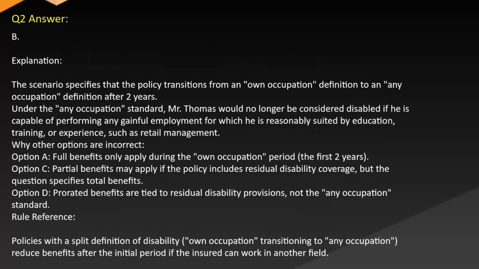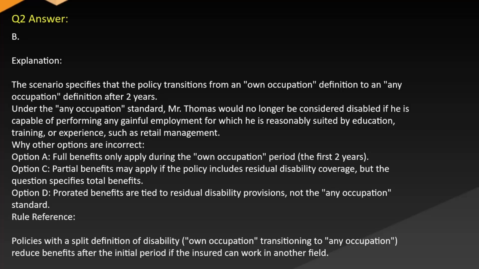Answer. B. Explanation. The scenario specifies that the policy transitions from an own occupation definition to an any occupation definition after 2 years. Under the any occupation standard, Mr. Thomas would no longer be considered disabled if he is capable of performing any gainful employment for which he is reasonably suited by education, training, or experience, such as retail management.